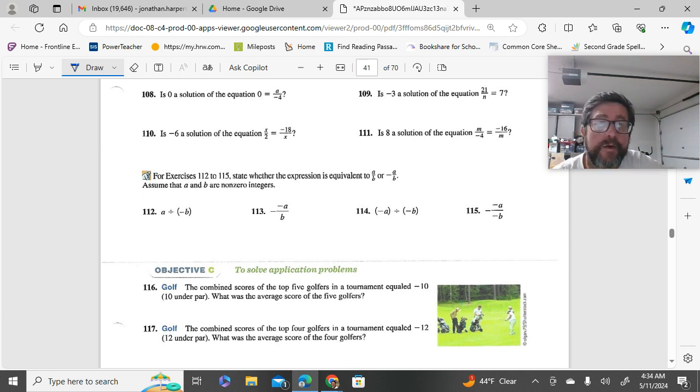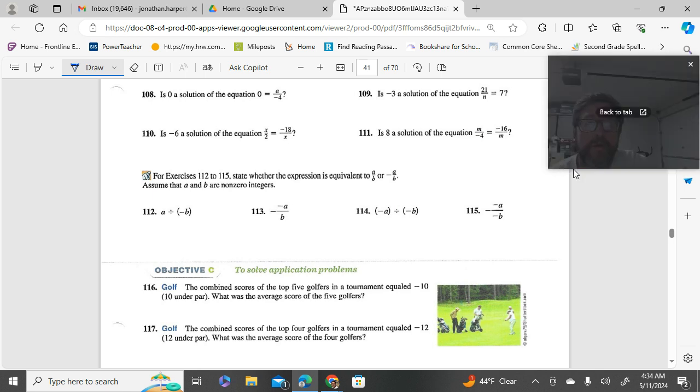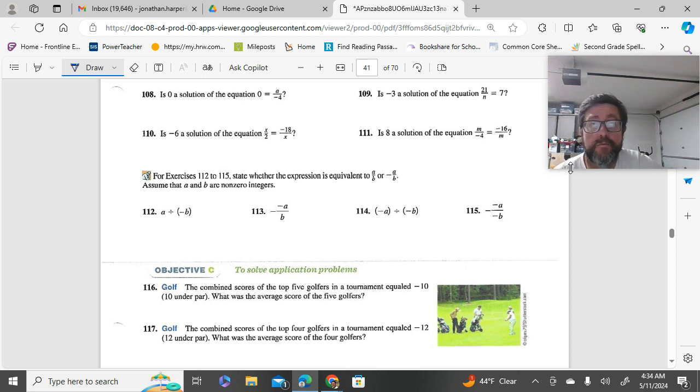Oh, this says, is 0 a solution of the equation 0 equals a over negative 4? And yes, 0 divided by negative 4 would equal 0. So yes, that would work. 0 would work, because if you plugged 0 in for a, you took 0 divided by negative 4. And whenever you get to a problem like this and it says, is 0, just put 0 into the equation. But instead of saying a divided by negative 4, put 0 divided by negative 4.